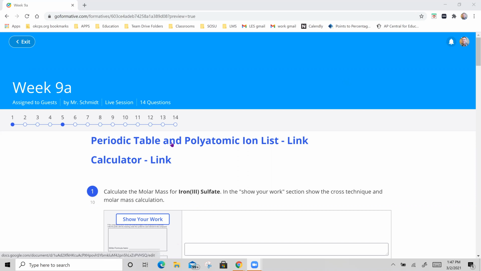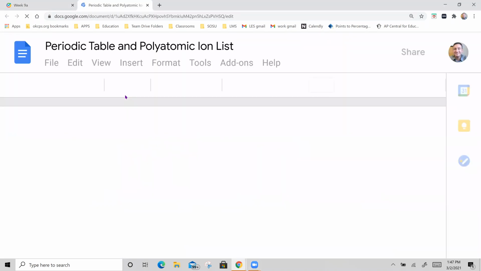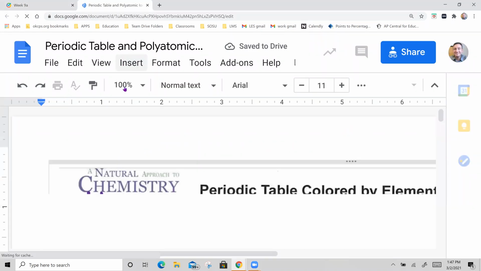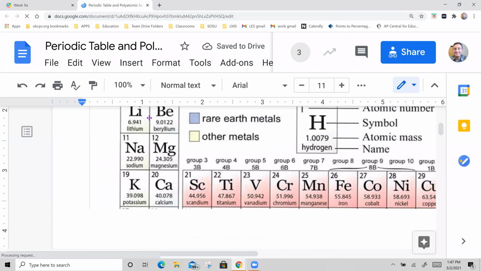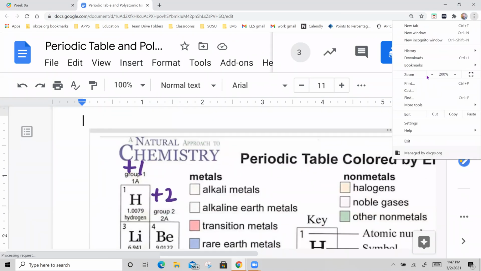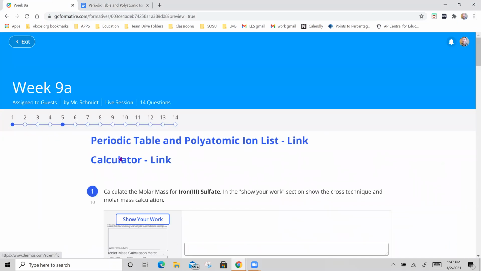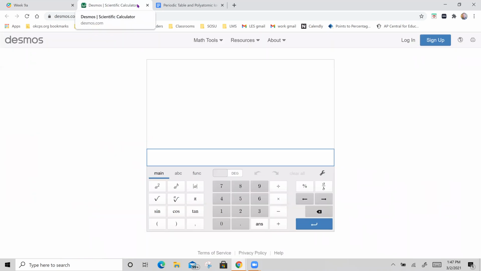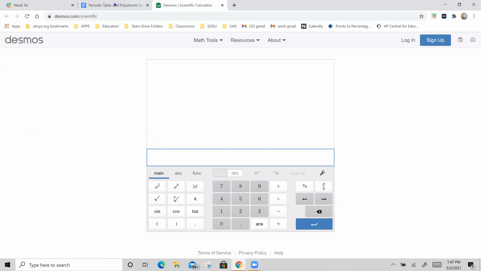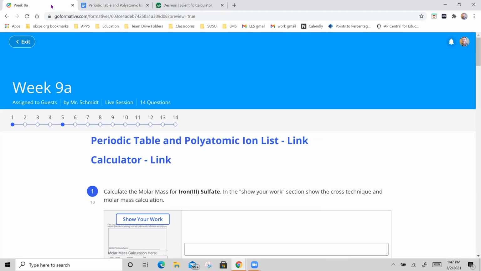Okay, the first thing that you're going to need to do is click this link where it says periodic table and polyatomic ion list. You already have a printed copy of this, but this may make things a little bit easier for you to do this assignment. So please click on that. And then the next thing is you are going to need a calculator. So click on that calculator link. And so now you can easily go back and forth between your calculator, your periodic table, and your lesson.